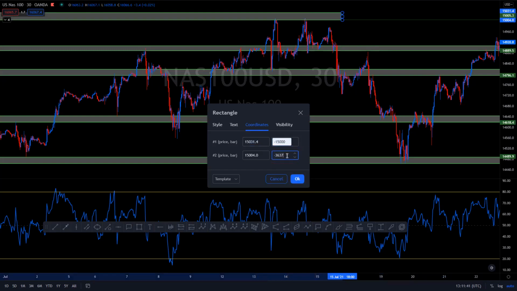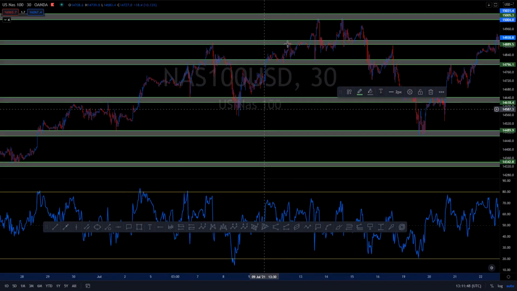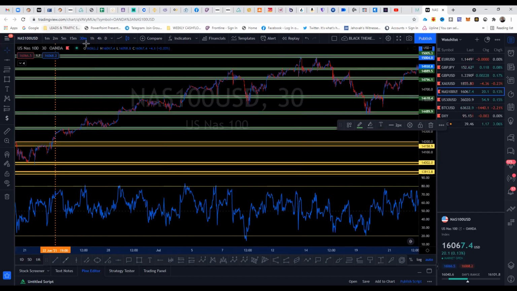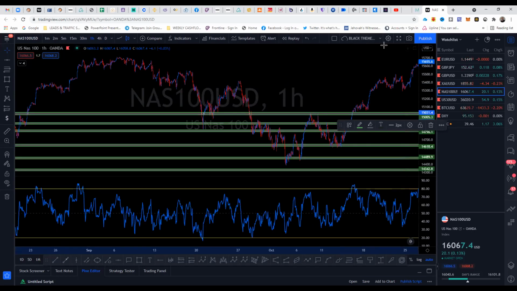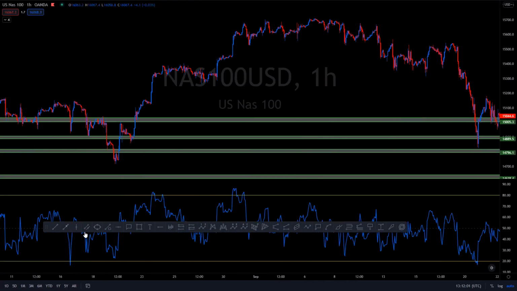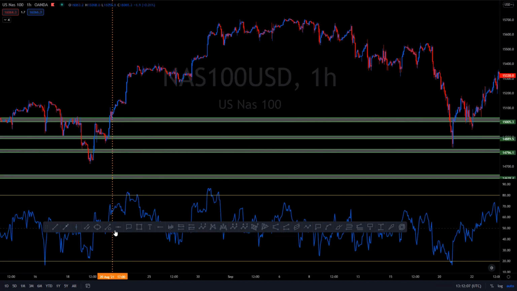Excuse me. Right, here we go. So we marked up the 30 minutes. Now we're going to move on to the 1 hour. Same old routine. So, vertical line here. Then we're going to mark up the market structure up in this area.